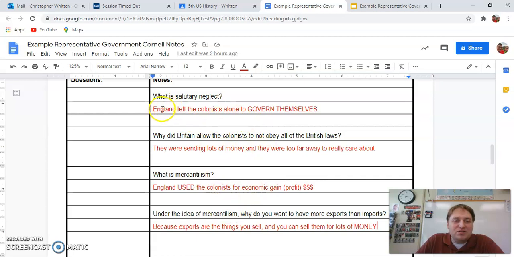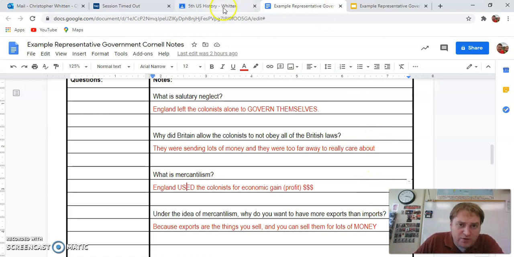The notes here. So, what is salutary neglect? England left the colonies alone to govern themselves. Okay, can't forget that. And then, why did England allow them to do that? Because the money was flowing, and other than that, they were like, "You're so far away. There's some serious distance from England. You know what? Get out of here." And then, what is mercantilism? Where England, there's that word, uses the colonies for economic gain or profit. And I have 3 little money signs here. Under the ideas of mercantilism, why do you want to have more exports than imports? Because exports are what you're making money off of, and so you definitely want more exports than imports.